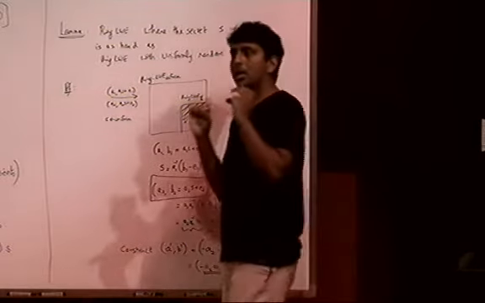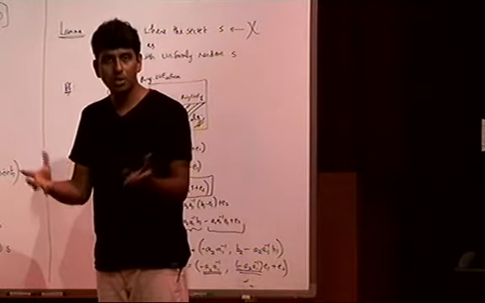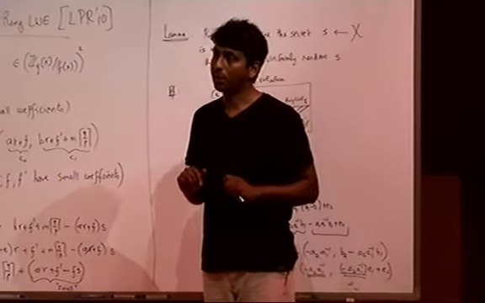The bottom line is that in ring LWE, you don't care if the secret comes from the uniform distribution or the error distribution. It's really the same. They're equally hard.